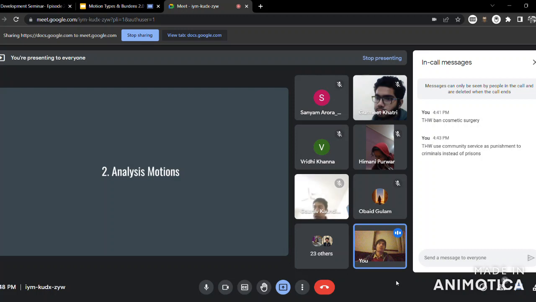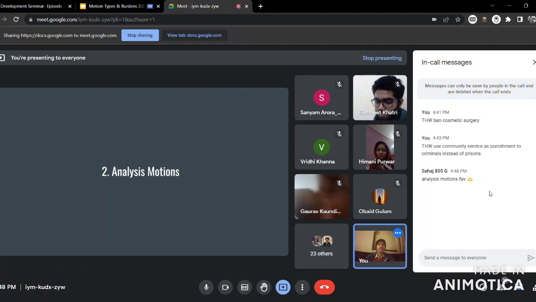Also, these examples that I've given in the chat are examples from the manual that I talked about earlier. Yeah, analysis motions favorite. Me too. These same examples are given for explaining definitions in the manual that I was talking about. We'll send the manual to you soon, I guess. You'll get to read that also.